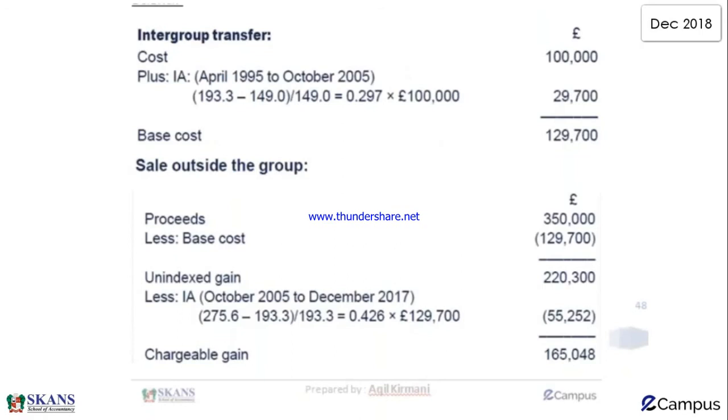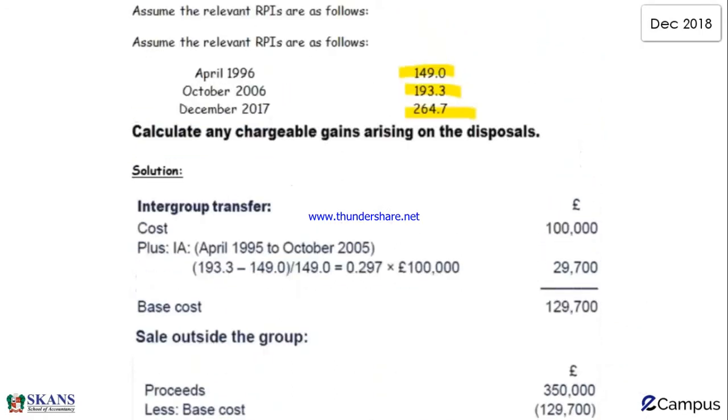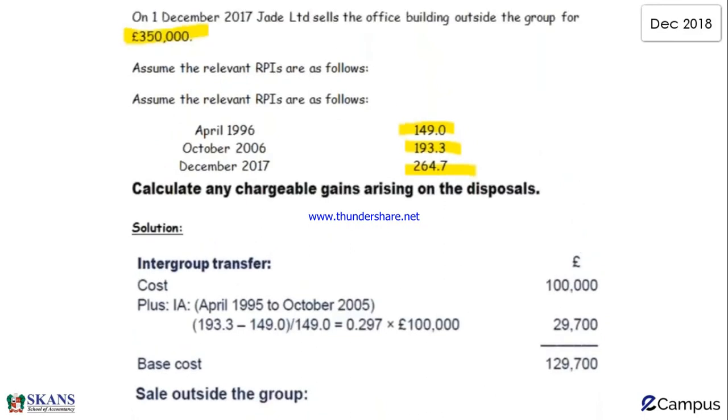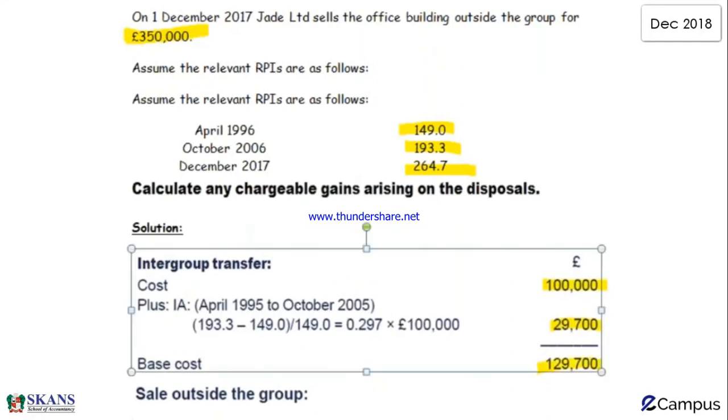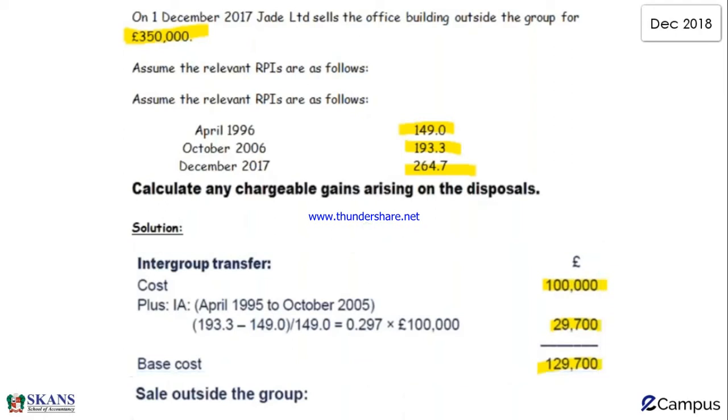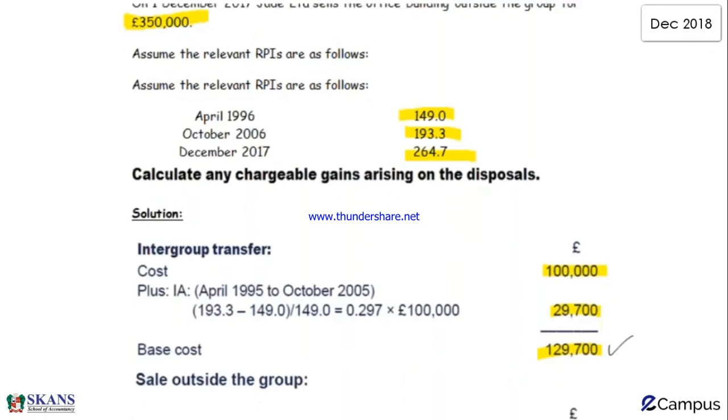So when it was first transferred by Green to Jade Limited, it would have been done on indexed cost. So we are only required to calculate indexed cost at that date, so that we should know from now onwards Jade Limited would recognize this building for CGT purposes at 129,700.